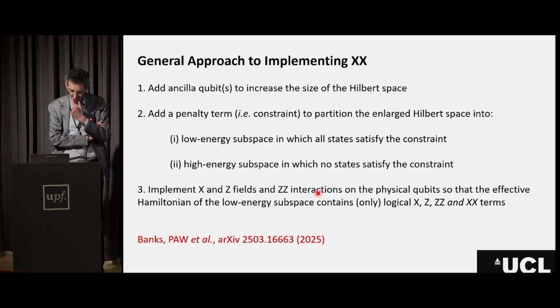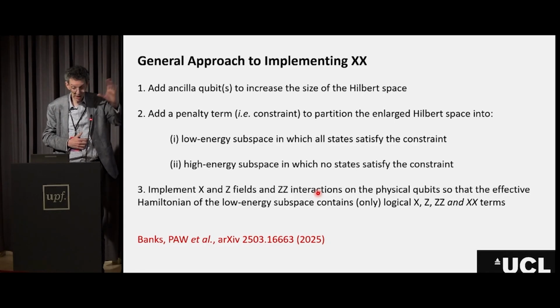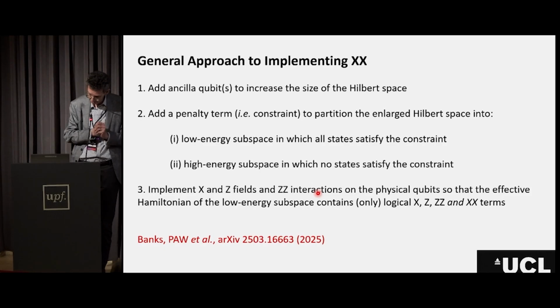So the general approach is that we want to add some ancilla qubits to increase the size of the Hilbert space. And then we add a penalty term, some form of constraint, that partitions this enlarged Hilbert space into some low-energy subspace where the constraint is satisfied, and then a high-energy subspace in which the states don't satisfy the constraint.